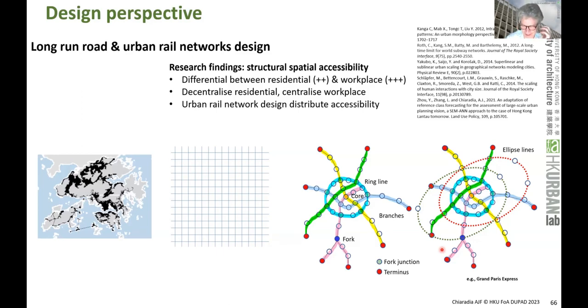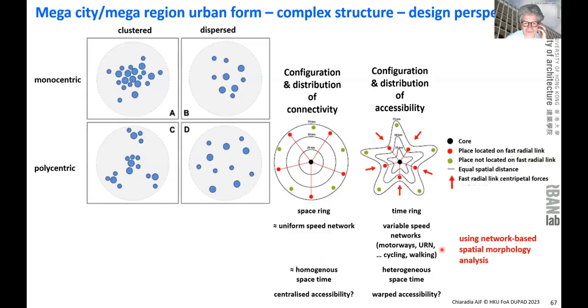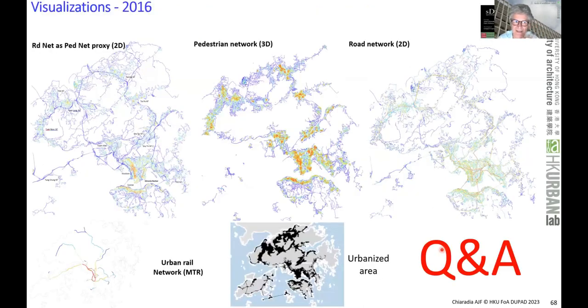I think, yes. And then just to go back to that question of travel time and the distortion of accessibility by urban rail, which is different than simply looking at the distribution of connectivity. That gives you a sense of what the analysis looked like for people familiar with space syntax analysis.